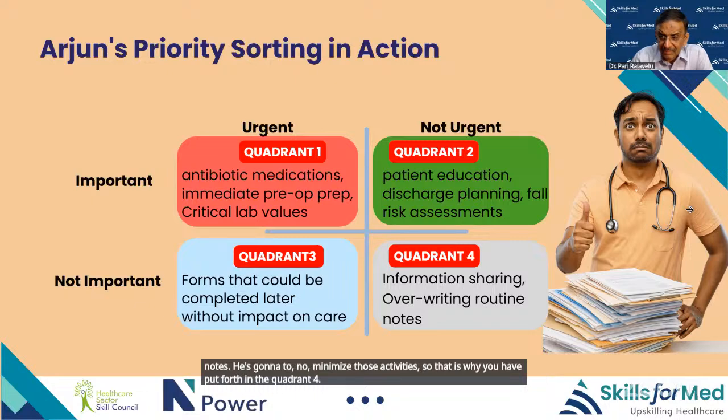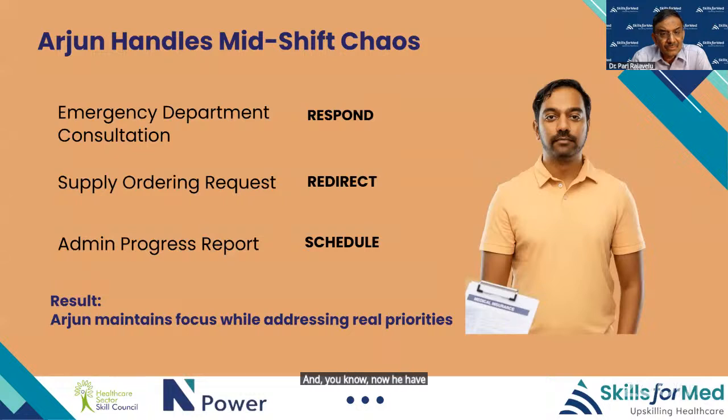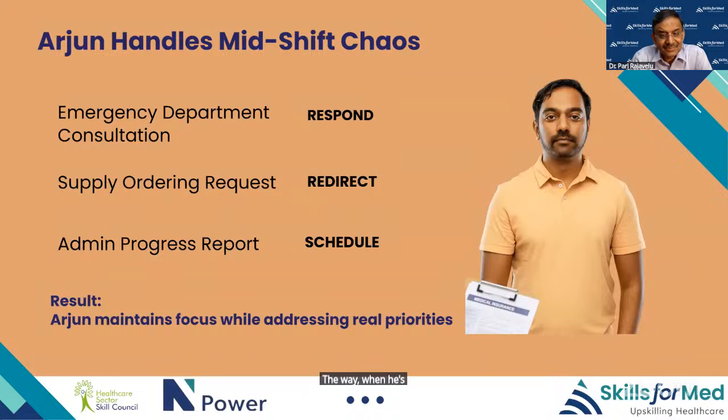So that's good. Now Arjun is able to prioritize his actions, and he has become calm. See how it looks like mid-shift chaos, with all these critical events coming in between while he is working in his routine.